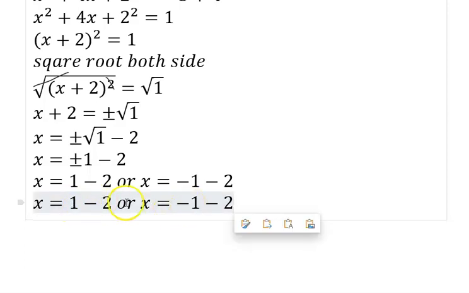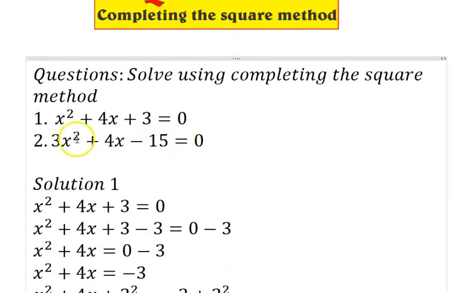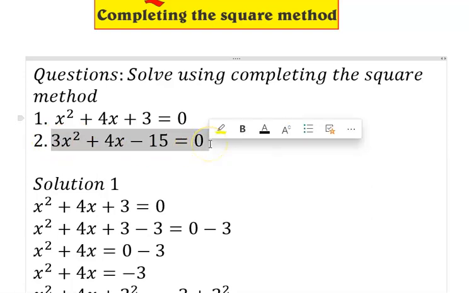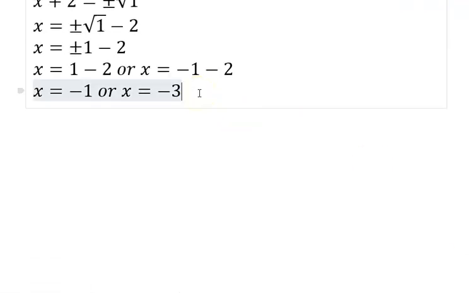So with this now, 1 minus 2 will give us what? Minus 1. Or minus 1 minus 2 will give us what? Minus 3. So that's our answer. X is minus 1 or x is minus 3. Awesome. So let's use this same method for our question number 2. Don't forget the step-by-step method we just explained. So we say solution number 2.